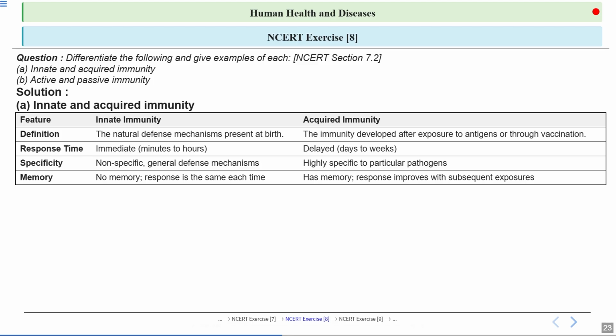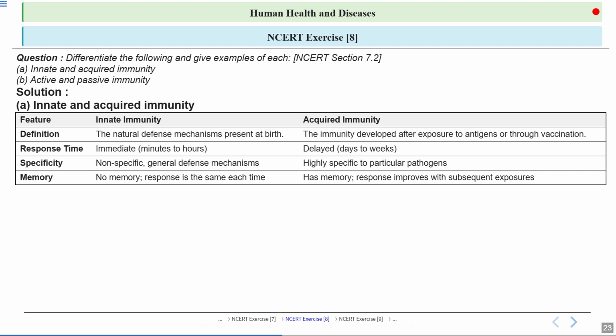Whereas acquired immunity, also known as adaptive immunity, is a highly specific response that develops after exposure to an antigen, or it can develop by vaccination also. And it requires days to weeks for activation, but provides long-lasting immunological memory for improved future responses. So there are memory cells in case of acquired immunity. Here you can see how we can define innate immunity, the natural defense mechanism present at birth, and acquired immunity, the immunity developed after exposure to antigens or through vaccinations.